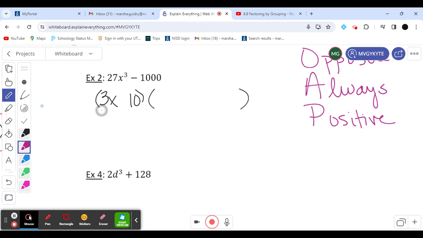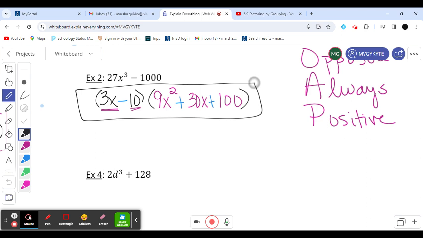Now let's multiply. What is 3x times 3x? That gives us 9x squared. What is 10 times 10? That gives us 100. And we multiply together 3x times 10, we get a 30x, and that's what goes in the center. Now let's determine our signs. We started with a minus, so our first sign is the same, minus, opposite, plus, always positive. And we have factored successfully.